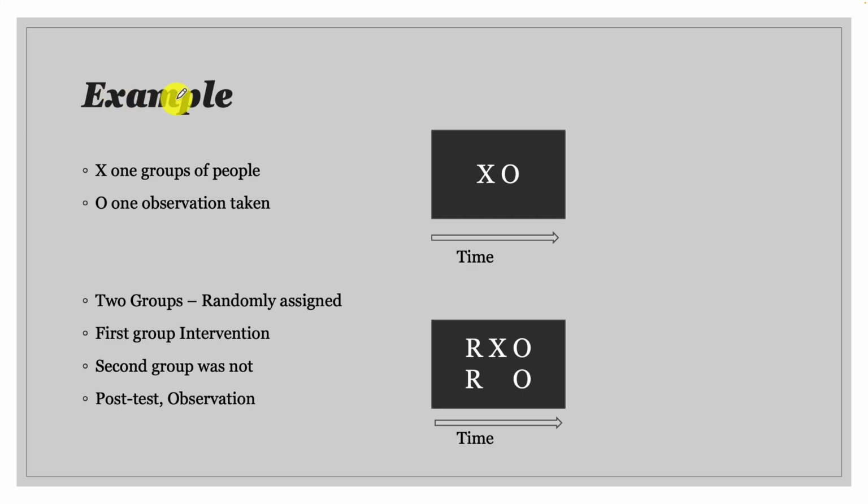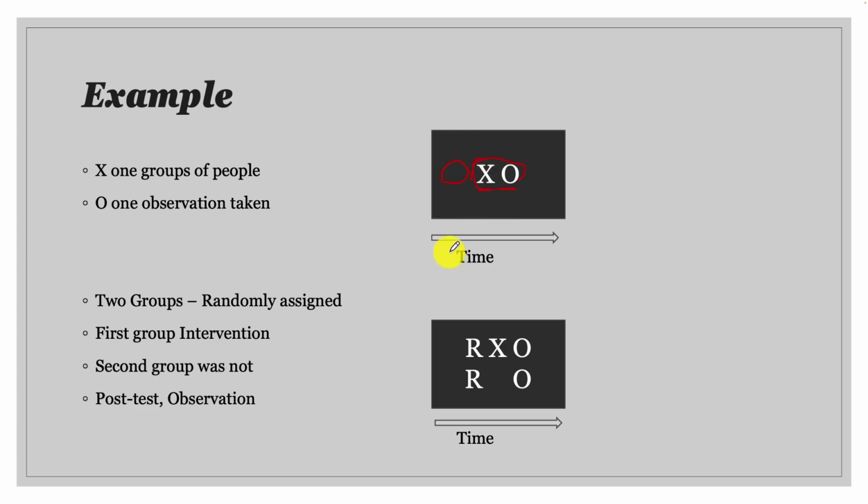So if I see X and O, if we look at it this way, this represents time. That means one group, because you only see one X and one O, received one treatment and one observation, right? So if you look at this, we just see treatment, observation. What does that mean? Well, that means there was no baseline measurement, right? So that's not really strong research, and there is research out there like that.